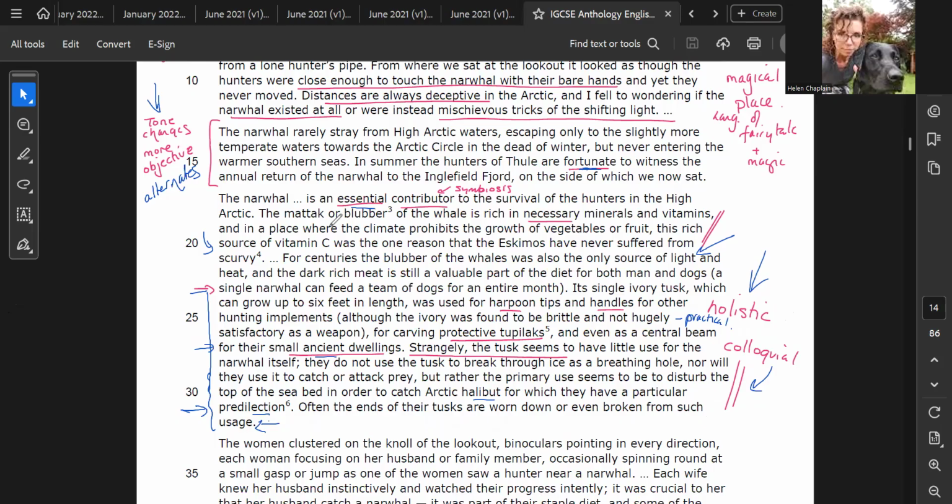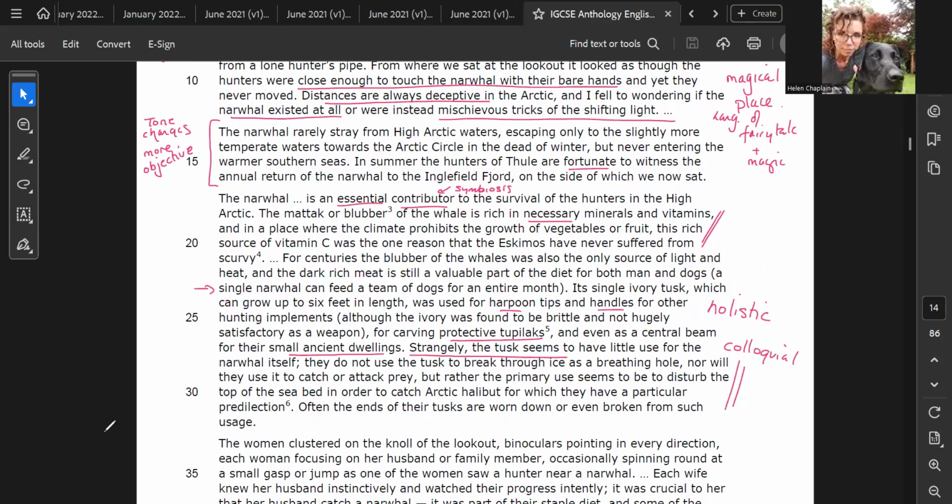I would be picking up in this paragraph the listing, the factual side of it, the cumulative effect, the building up effect of all of this information. It's all showing how important the narwhal is, that this isn't just hunting for hunting's sake. This is this relationship between everything that has gone on for centuries.